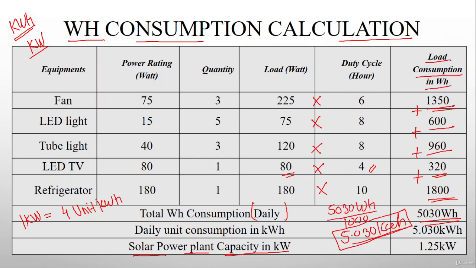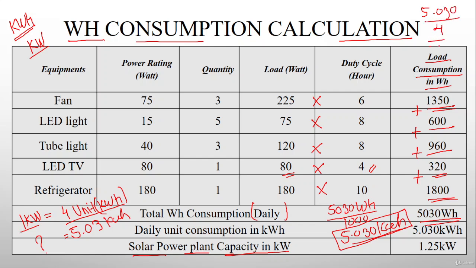The unit here is in kilowatt hour. On average, we consider the thumb rule that 1 kilowatt produces 4 units. Then for production of 5.03 kilowatt hour of units, how much capacity of power plant will be feasible? So we just do this calculation: whatever value we have got here, our 5.030 kilowatt hour, divided by 4.